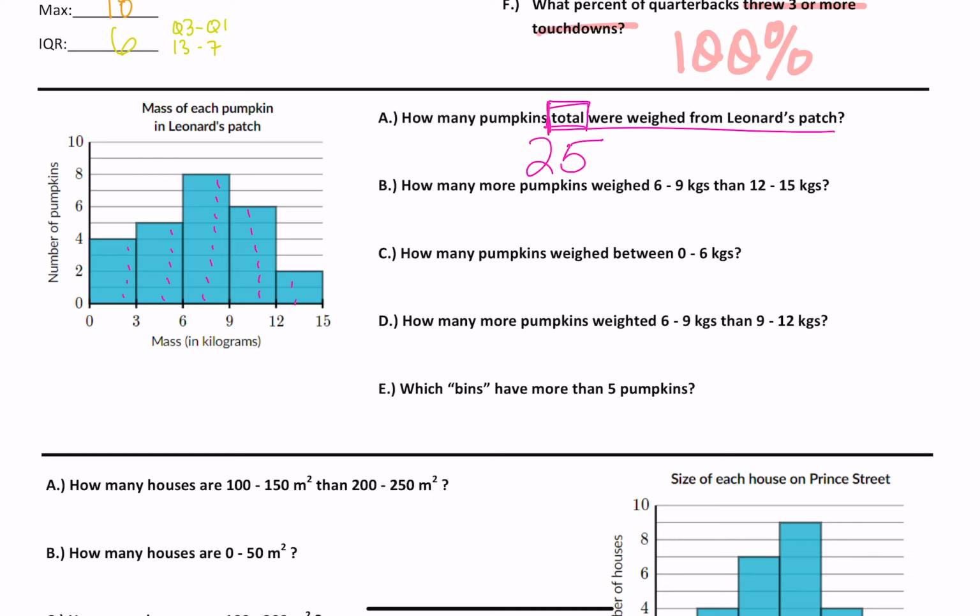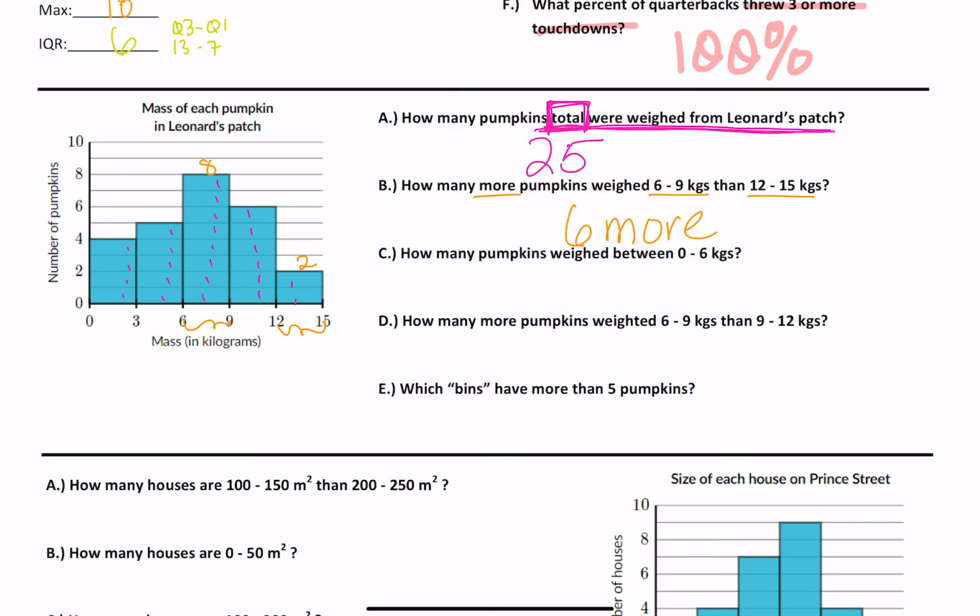These types of questions are tricky because they don't give you specific details like the other questions do. So if it's asking the total amount, that's asking for how many in the entire histogram. Okay, next up we have how many more pumpkins weighed 9 to 6 kilograms than 12 to 15. Well, here is 9 to 6, and then here's 12 to 15. So 12 to 15 had 2, 9 to 6 had 8, so this means there was 6 more.